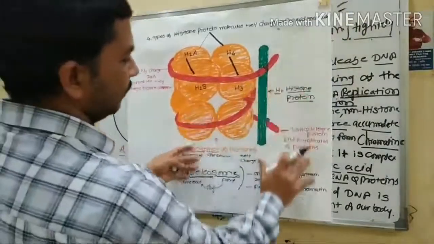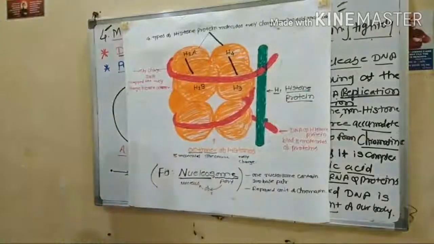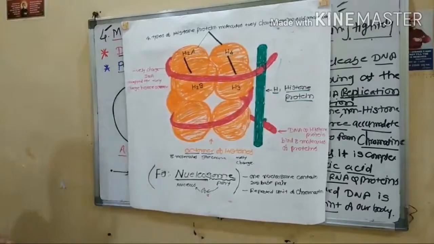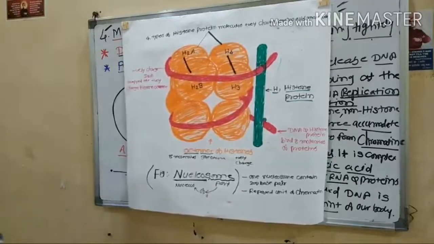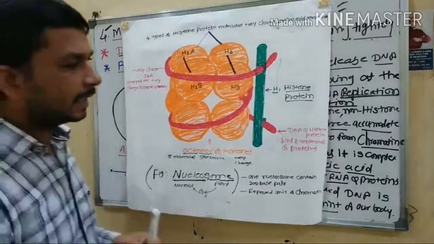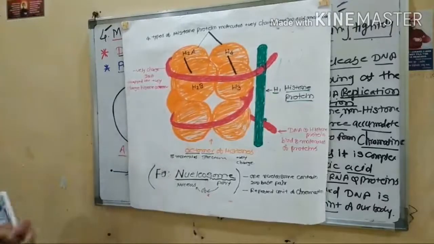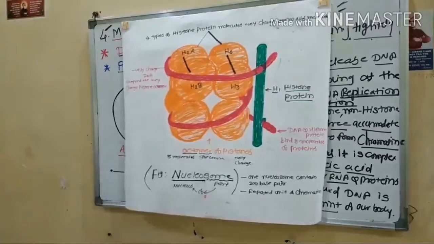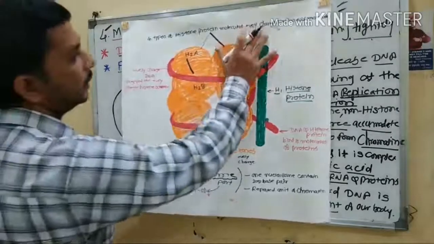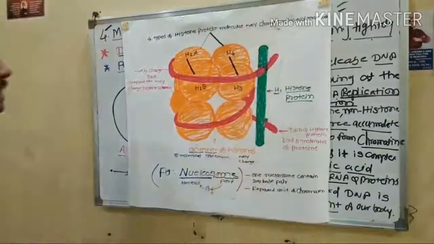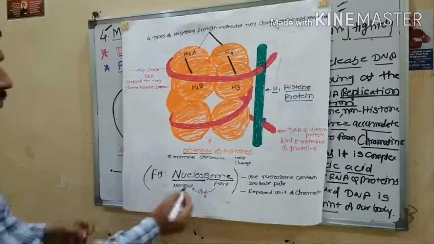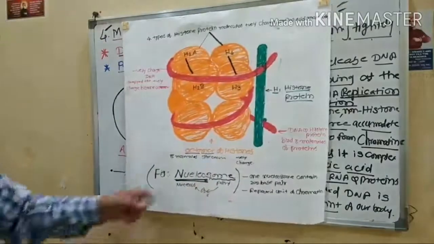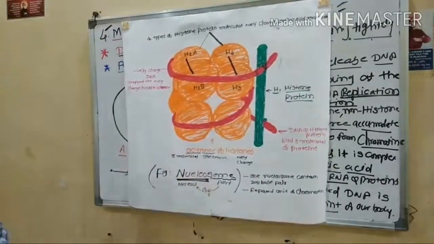Here, the nucleosome plays a very important role. For what? For the formation of DNA, or the formation of a supercoiled structure of DNA. For that, we need to understand everything present in this nucleosome. What is a nucleosome? What is meant by nucleosome?